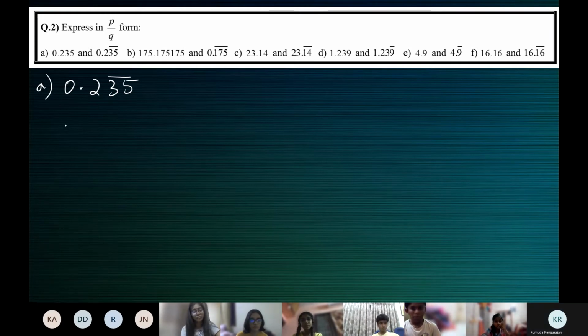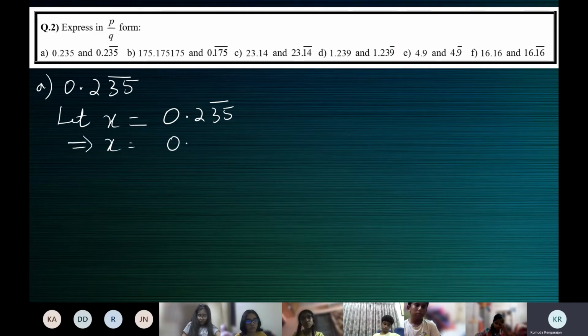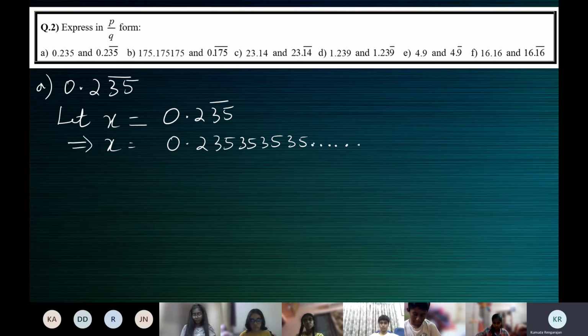Shall we begin? Yes, ma'am. So first you must say, let x be equal to 0.235 recurring. This is the first step. This implies x is equal to 0.235, 35, 35, 35. How many ever times? Even if you write it only 2 or 3 times, that's enough. You should not forget to say it's recurring. Let x be equal to 0.235 recurring, and then we write it in the recurring form using the repeating digits 2-3 times.